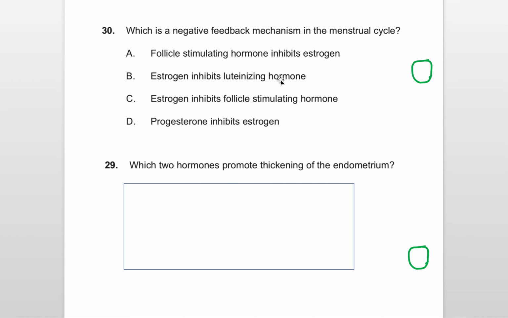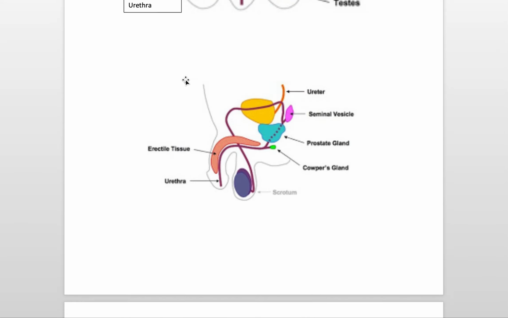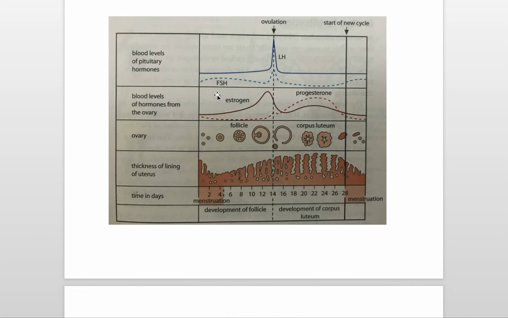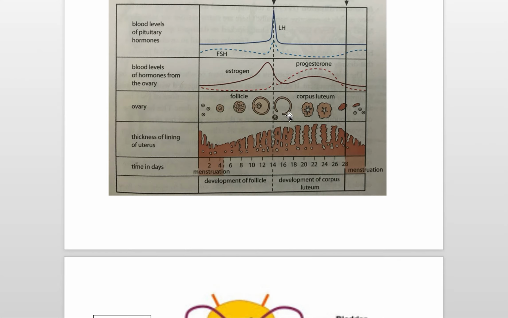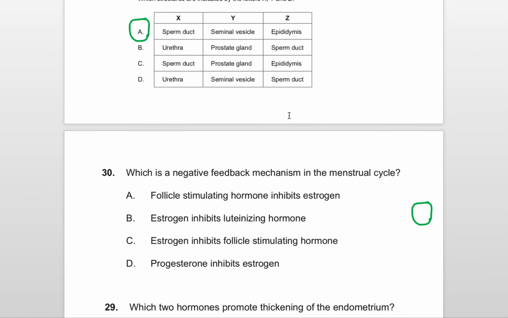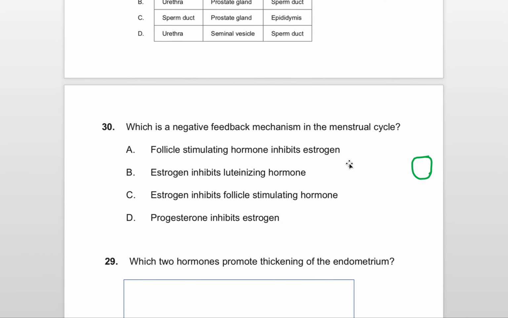It will make more and more, so that's actually positive feedback. Estrogen inhibits luteinizing hormone. This could be true, because as estrogen drops, I'll show you a graph up here. Watch my videos to understand what negative feedback actually means. Here, you can see estrogen drops, and a little bit later LH also drops. So you can see LH drop because of estrogen, and that's negative feedback. Negative feedback is like reducing something, reducing the process of something. So in that case, this one would be correct.